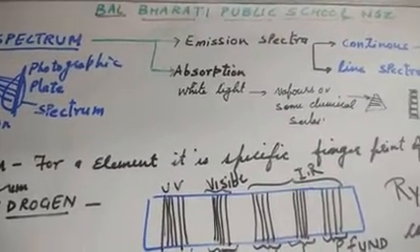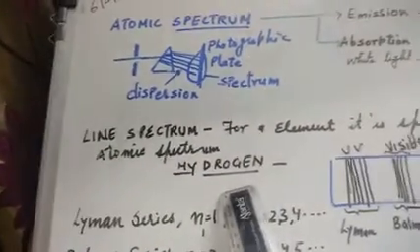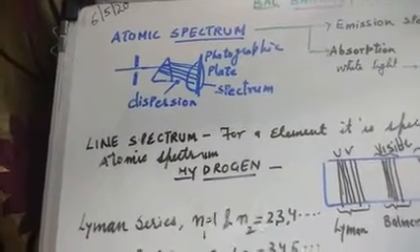Is it clear, students? Next, I am taking is line spectrum for hydrogen. Hydrogen is also an element. So we are taking line spectrum for hydrogen.